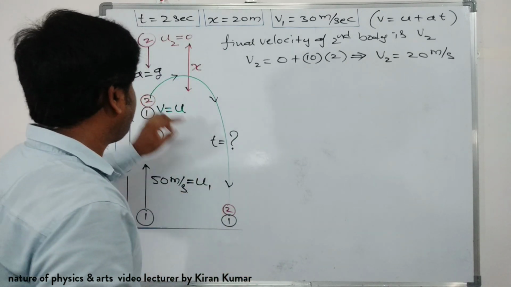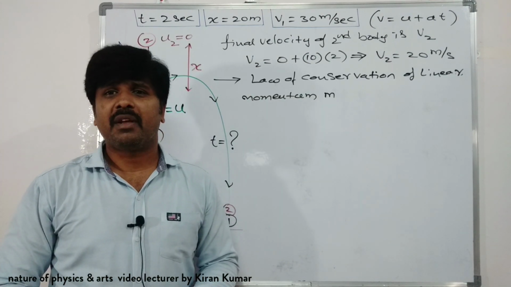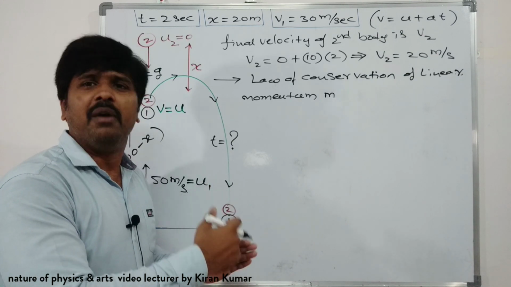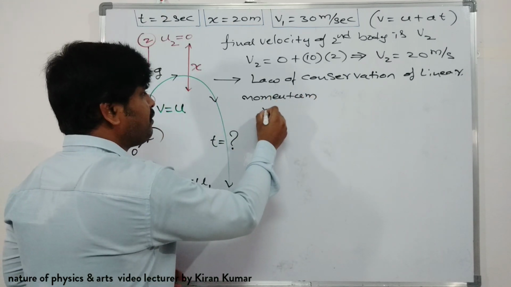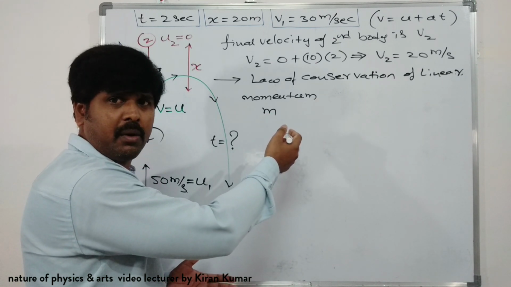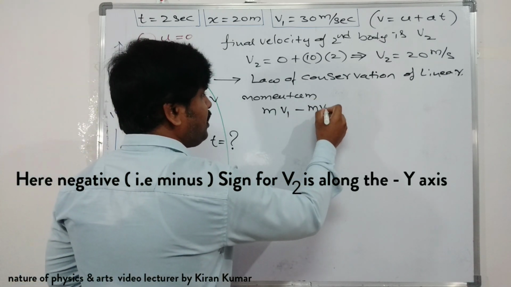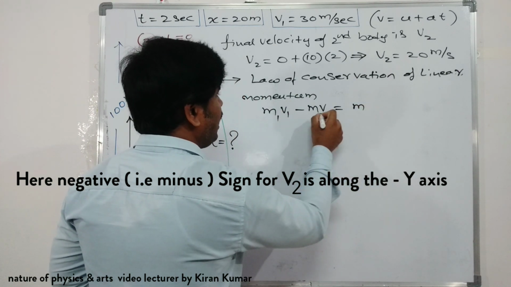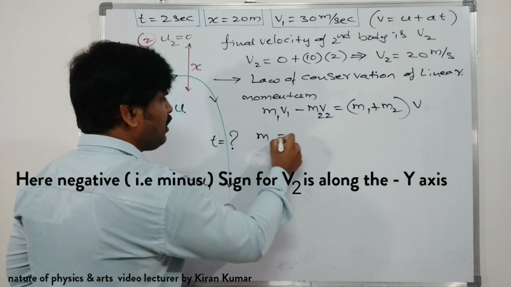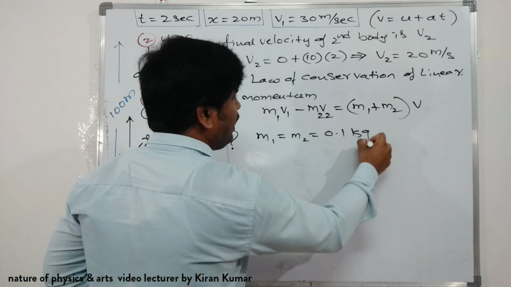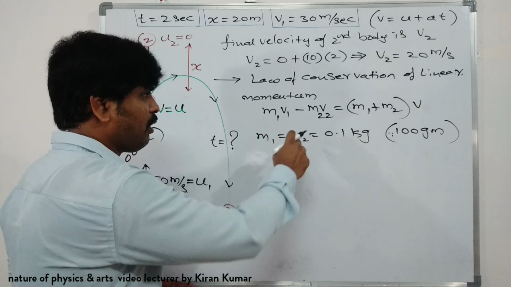So we got the final velocity of the second body, v2, and here the v1 value. According to the law of conservation of linear momentum, the momentum before the collision is equal to the momentum after the collision. Before the collision, the first body is m1, same masses only. So m1 v1 minus m2 v2 is equal to m1 plus m2 times the final velocity v. Here m1 is equal to m2, which is equal to 0.1 kg, given as 100 grams converted into kgs.